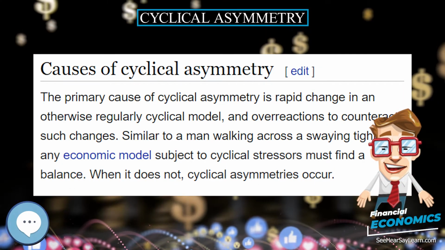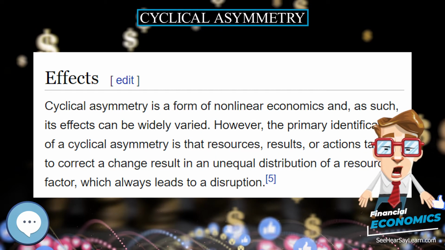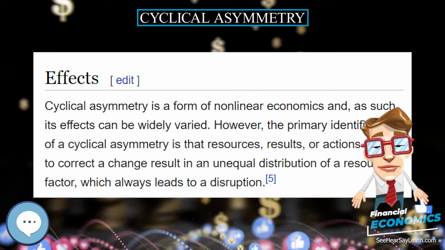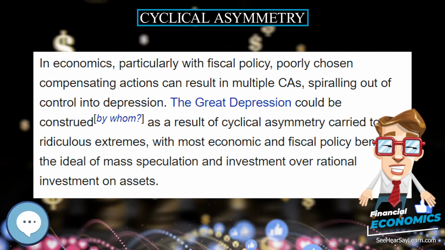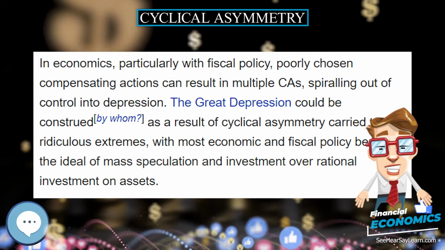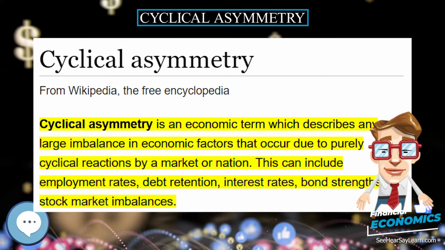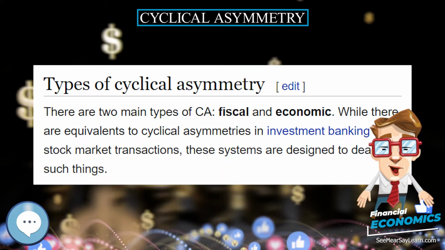Types of cyclical asymmetry. There are two main types of CA, fiscal and economic. While there are equivalents to cyclical asymmetries in investment banking and stock market transactions, these systems are designed to deal with such things.